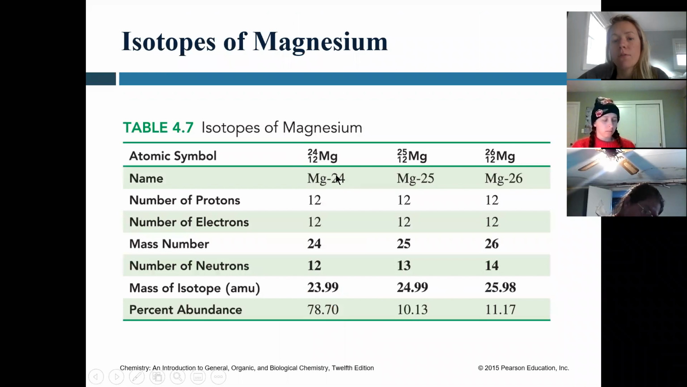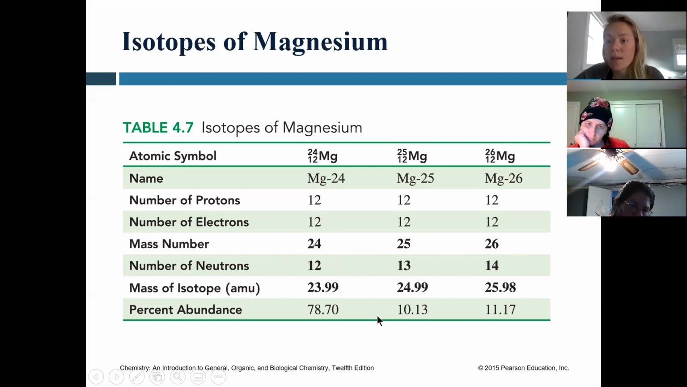So magnesium 24 will have 12 protons. Magnesium 25 also has 12 protons, and so does 26. Those are all 12. What shifts as this thing becomes heavier is that we start tacking on more neutrons. So this has 12 neutrons, this has 13 neutrons, and this has 14 neutrons.